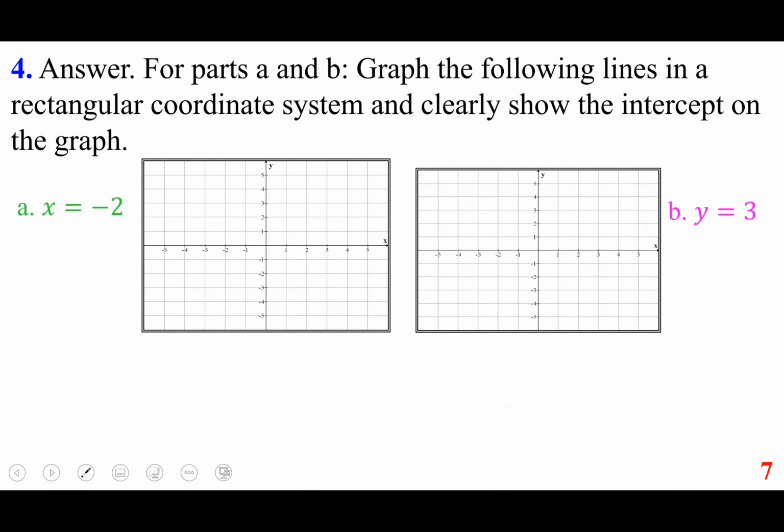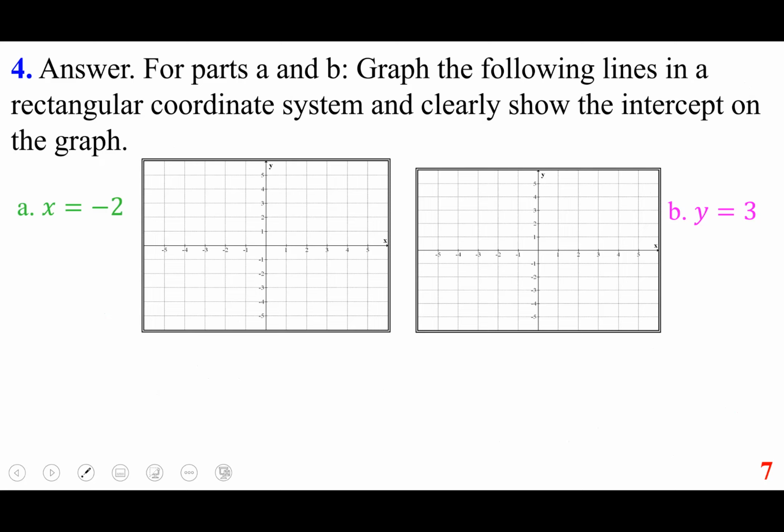All right, so that was the synopsis of what we need to move on. I hope everything is fine and it's coming back to us. We want to answer this question. Answer for parts A and B. Graph the following lines in a rectangular coordinate system and clearly show the intercept on the graph.